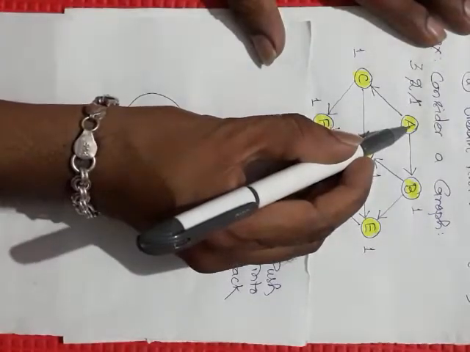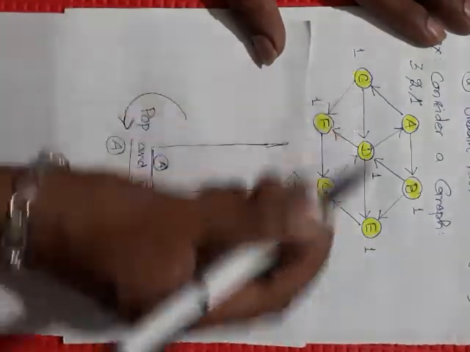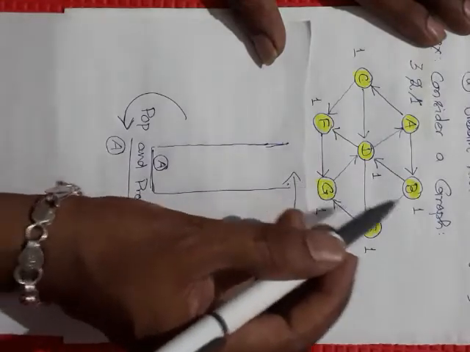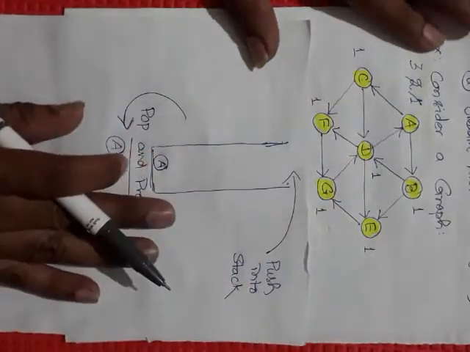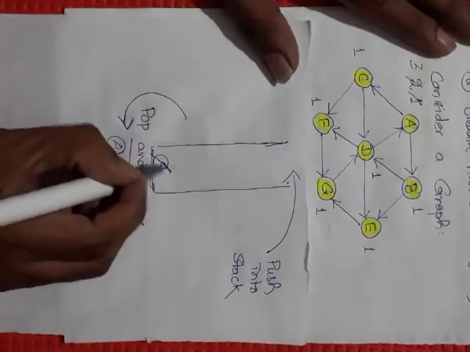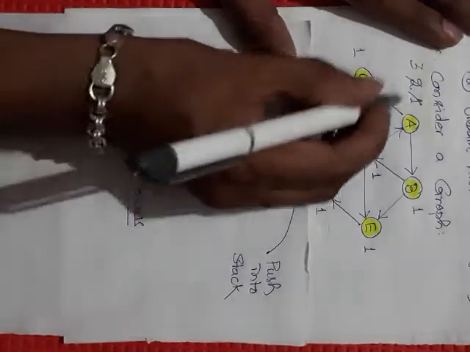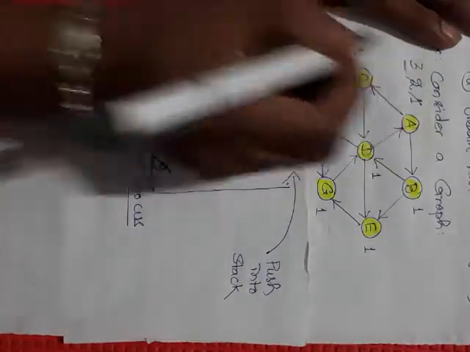So for node A, the adjacents are B and C, and both have state 1. All those adjacent nodes which are in ready state have to be pushed into the stack. For node A, we have taken it out. Let me cut it and then process it. Processed, then change the status to processed state.